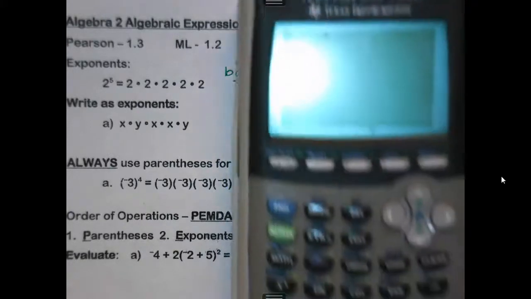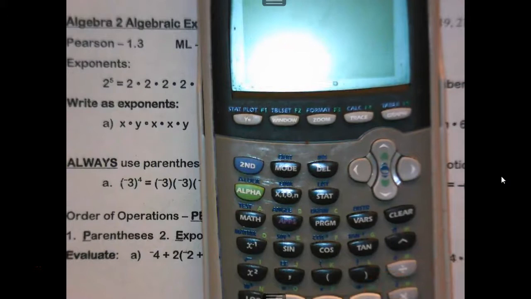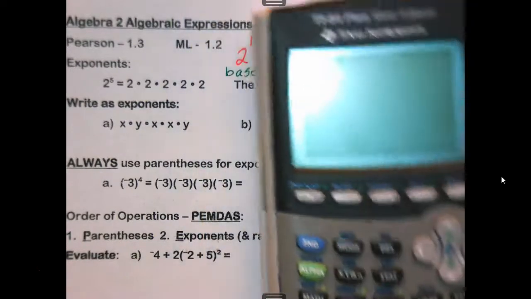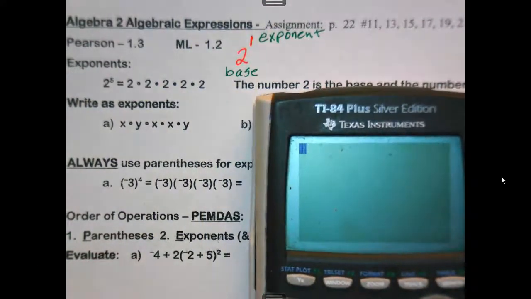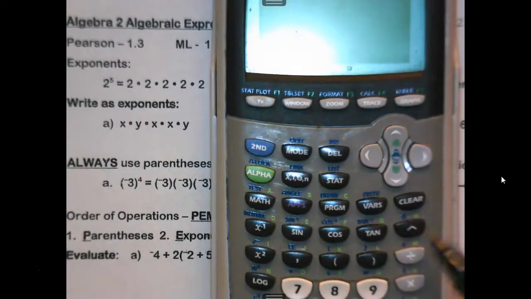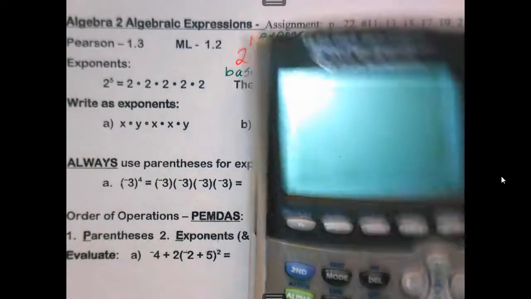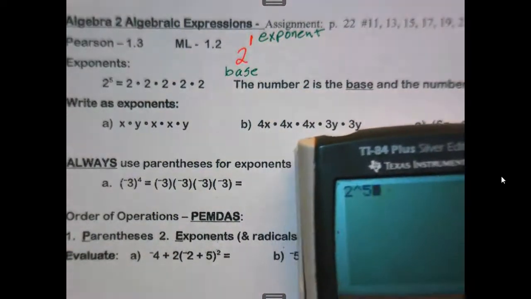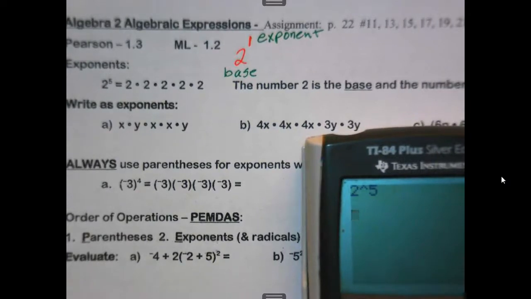So in your calculators, this is the caret key. This means raised to the power. So I'm going to have 2, there's my caret key, raised to the 5th, and that's going to equal 32.